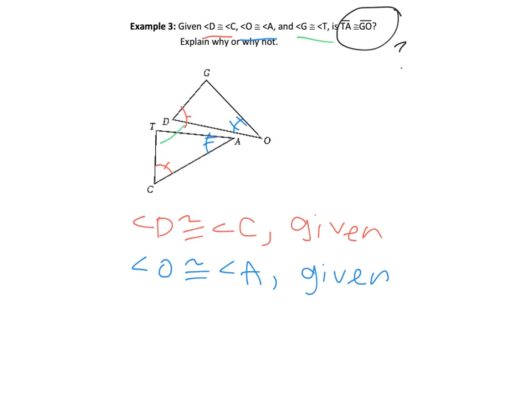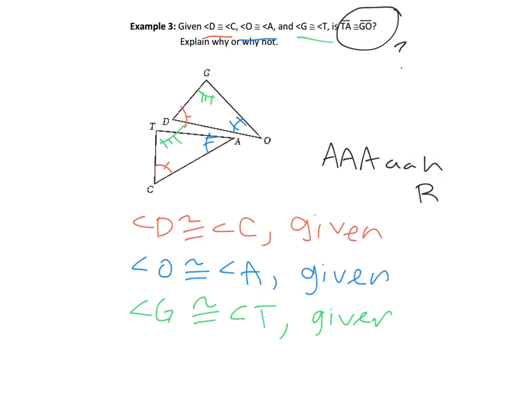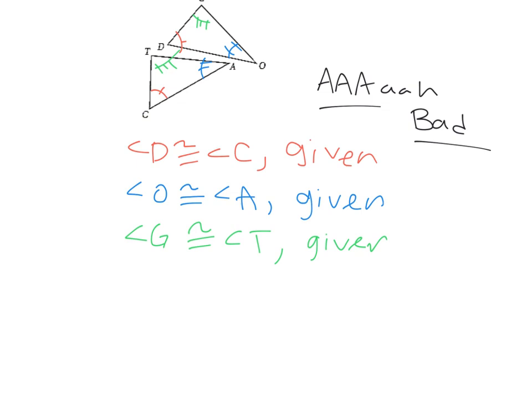I'm going to try to do 3 hash marks. 1, 2, 3. 1, 2, 3. So angle G is congruent to angle T. And we know that because it was given. Alright, and we don't have anything else that is congruent with these two triangles, and so we actually just have angle, angle, angle, which if you remember, angle, angle, angle is bad. But we probably shouldn't just write bad on our tests and when we're trying to write a formal proof, so let's make it sound a little bit fancier.